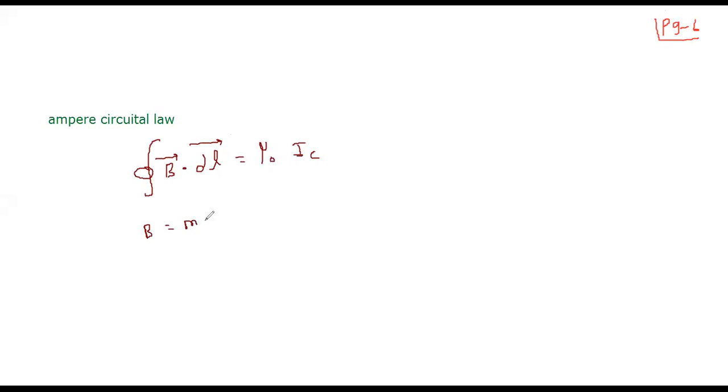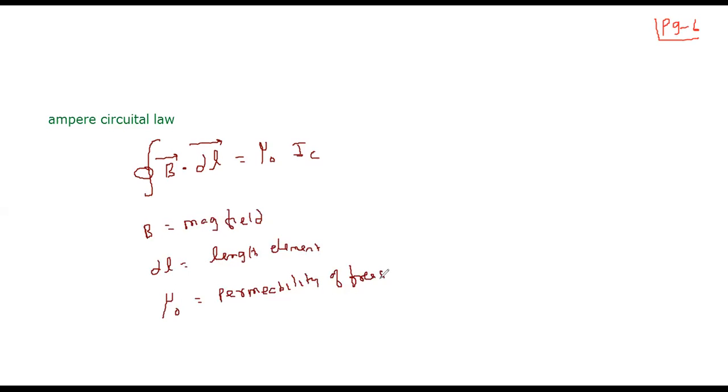So what is B? B is the magnetic field. What is dL? It is a length element. What is mu naught? It is the permeability of free space. And what is I_C? I means current, C means closed. So it is the current through the closed loop.